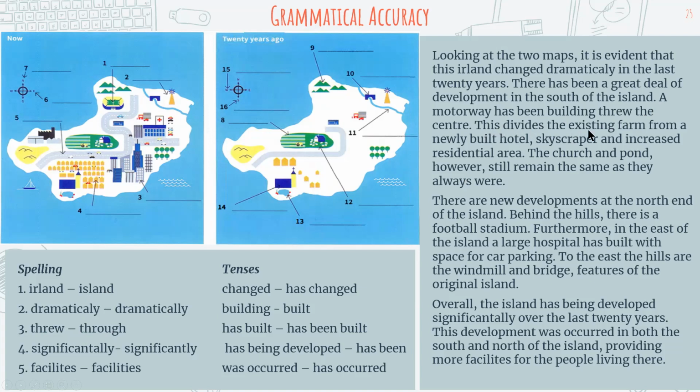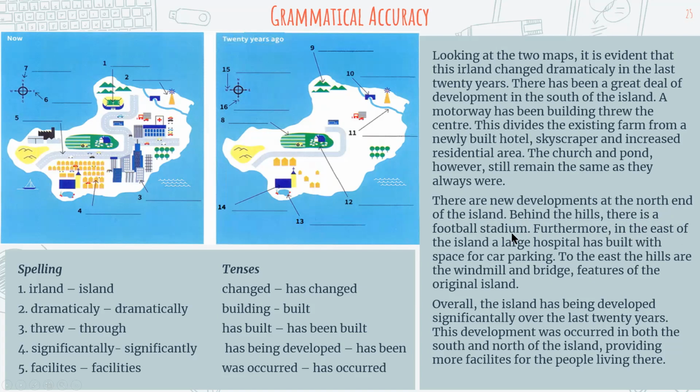This divides the existing farm from the newly built hotel, skyscraper, and increased residential area. The church and pond, however, still remain the same as they always were. There are new developments at the north end of the island. Behind the hills, there is a football stadium.